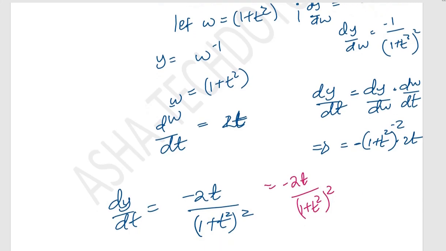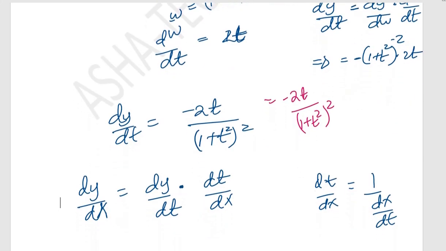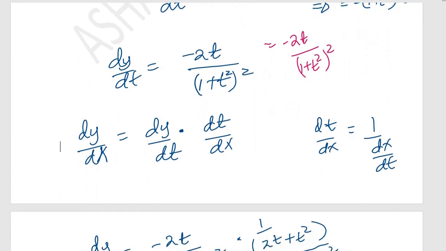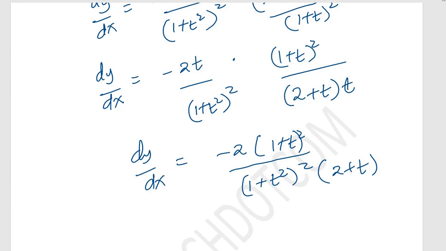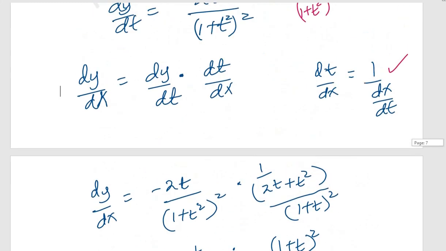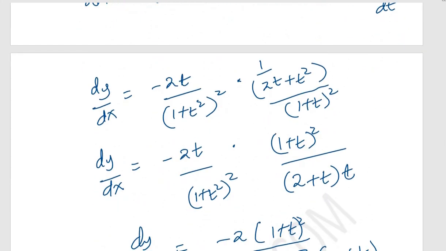Let us proceed. We need dy/dx. Therefore dy/dx is equal to dy/dt times dt/dx. If I look at dt/dx and I have dx/dt, it means I have to take the inverse of dx/dt for me to have dt/dx. So we have it like that, and therefore we substitute in what is available for us. We have dy/dt and dt/dx.